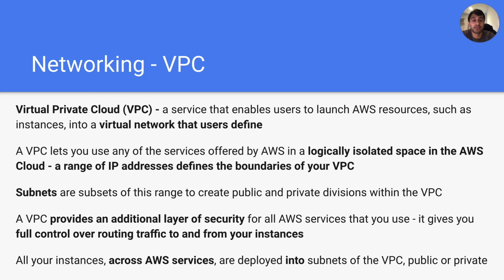A VPC provides an additional layer of security for all AWS services that you use. It gives you full control over routing traffic to and from your instances. All your instances across the AWS services that you used can be deployed into your VPC. You can launch AWS resources into a specified subnet. You can use a public subnet for the resources that must be connected to the internet, and a private subnet for resources that won't be connected to the internet.